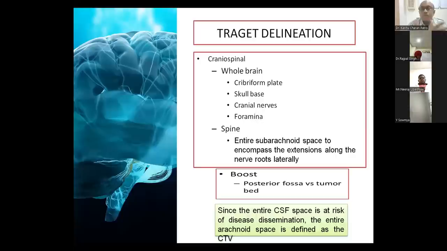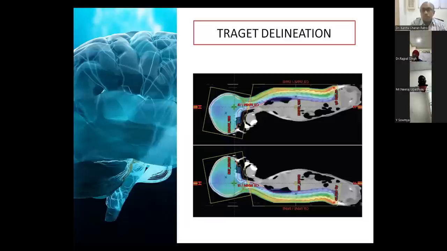When you are going to target with VMAT or IMRT or some tomotherapy, you have to contour properly. In contouring craniospinal whole brain radiation, you have to include the cribriform plate, skull base, cranial nerves, foramina. You have to contour the entire subarachnoid space to encompass the extensions along the nerve roots laterally. Posterior fossa boost or tumor bed boost, as per your choice and institutional practice, you have to do. Since the entire CSF is at risk of disease descent, the entire subarachnoid space is defined as the CTV.